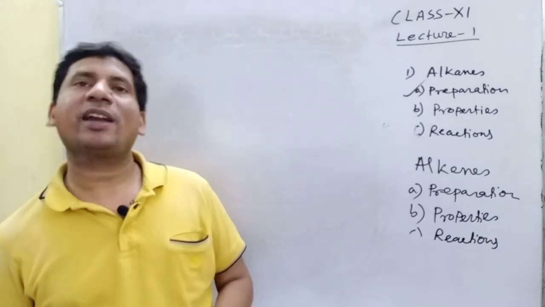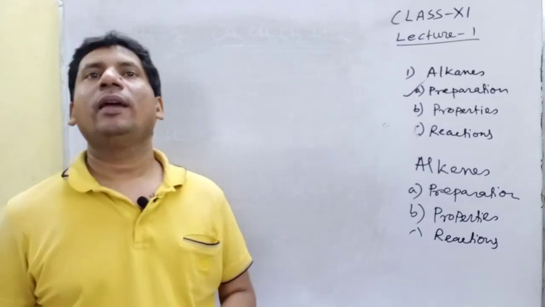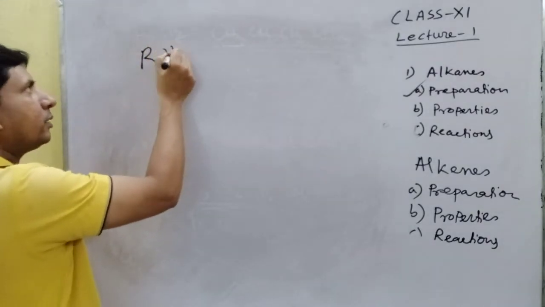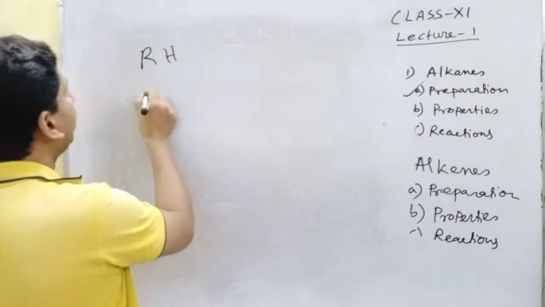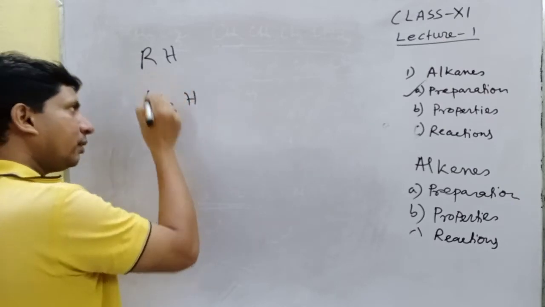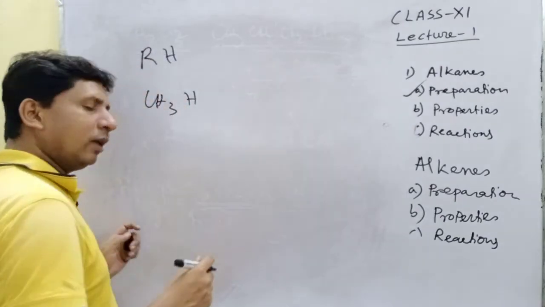And what will be the chemical property of alkanes? At first, an alkane may be written as R-H. In this way you can define it: CH3-H is methane, CH3CH2-H is ethane. No problem.